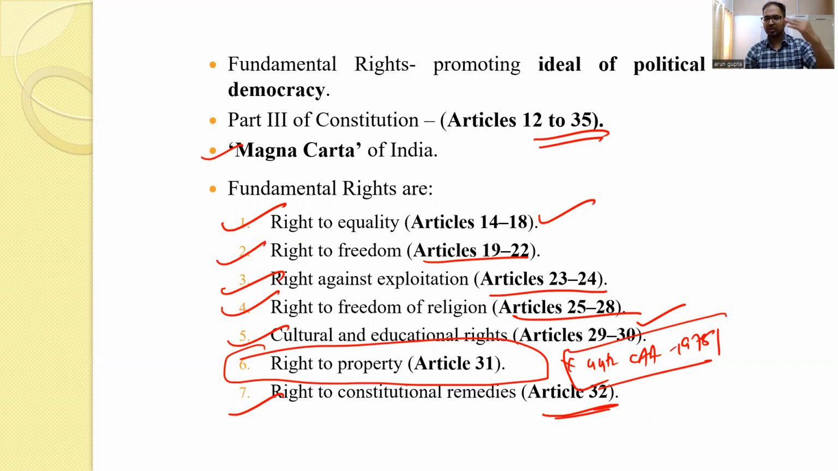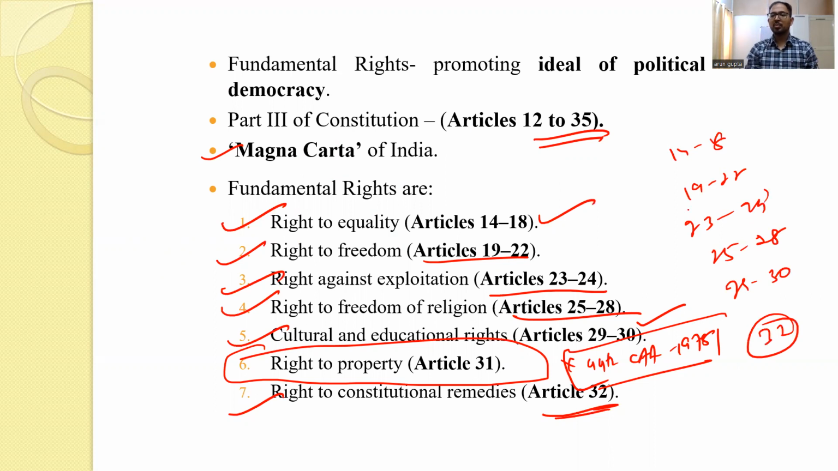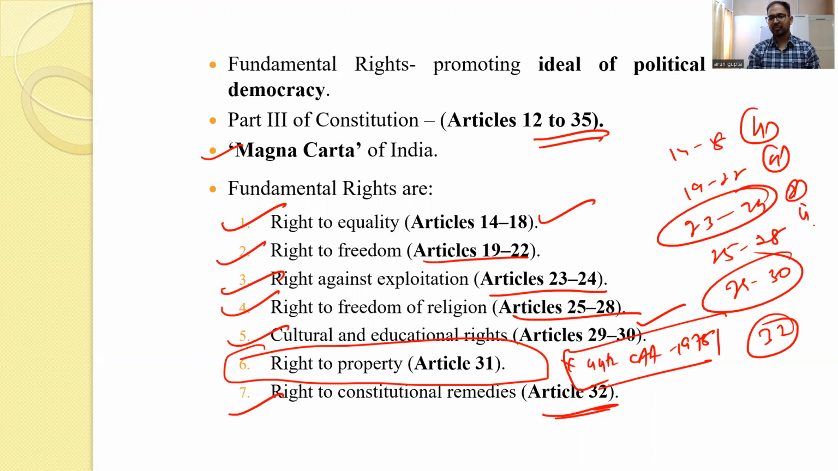If you remember this, you can remember the sequence of Articles 14 to 18, 19 to 22, 23, 24, sorry, 25 to 28, 29, 30, and 32. Apart from this, there are 4 articles in each category: 4, 4, 2, 4, 2, 1. If you can remember this, you can remember the 6 rights in their broad sense, and now we will discuss each of these rights separately.